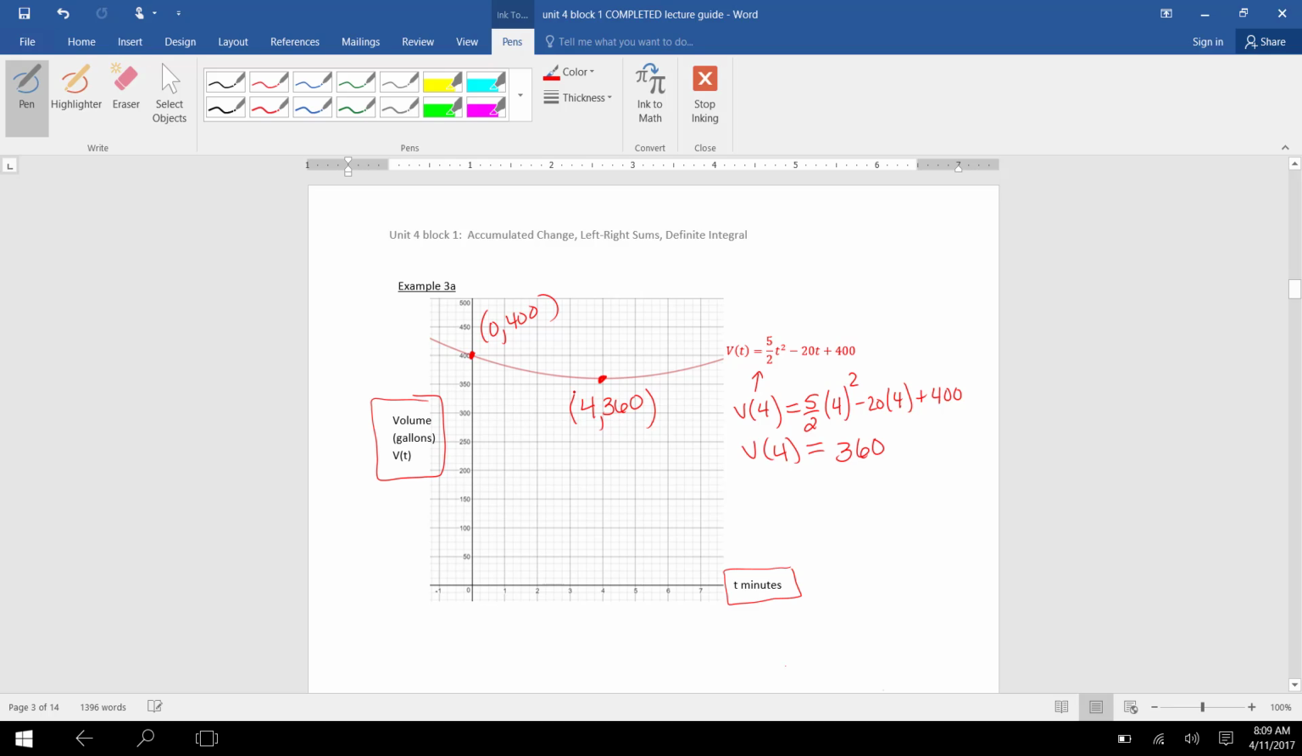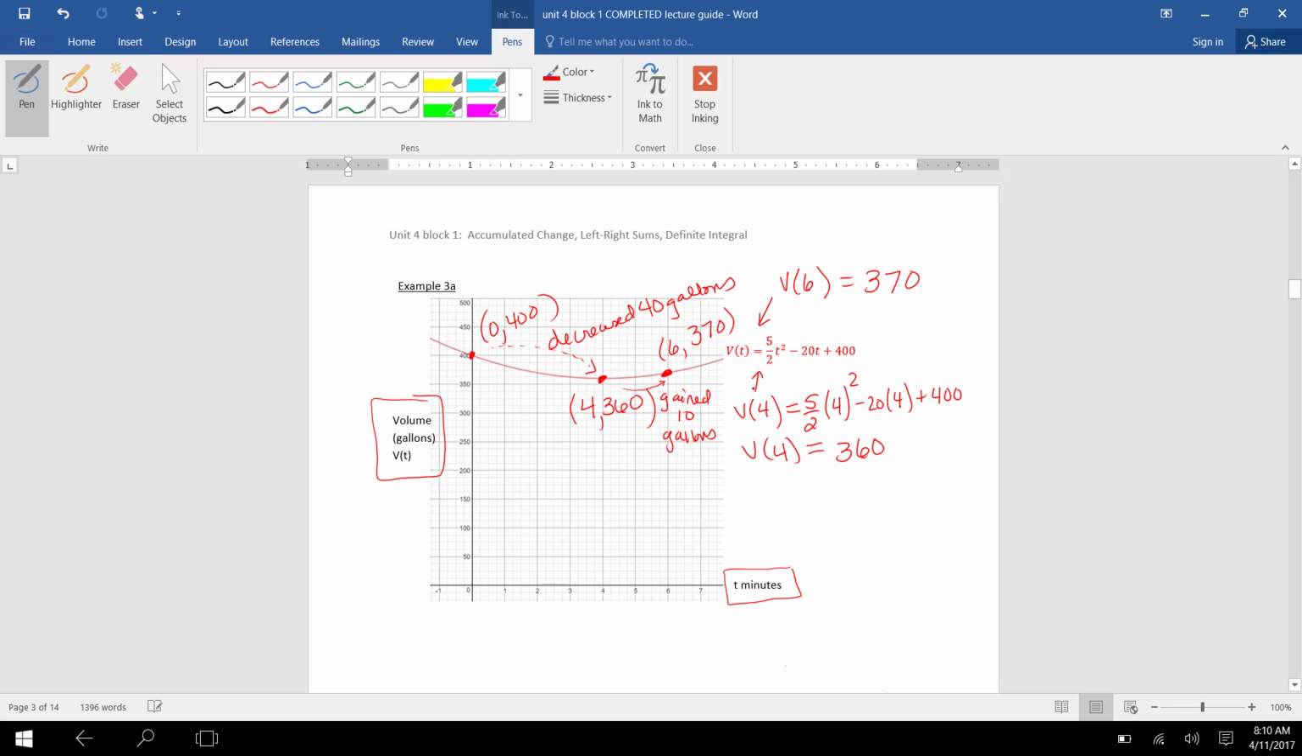Now notice what happened there. From minute 0 to minute 4, the gallons in the tank decreased 40 gallons. Went from 400 down to 360. If you go over to minute 6, and you plug 6 into the function, what you're going to find is that you get out 370. At minute 6, there's 370 gallons in the tank. So from minute 4 to minute 6, the tank gained 10 gallons.